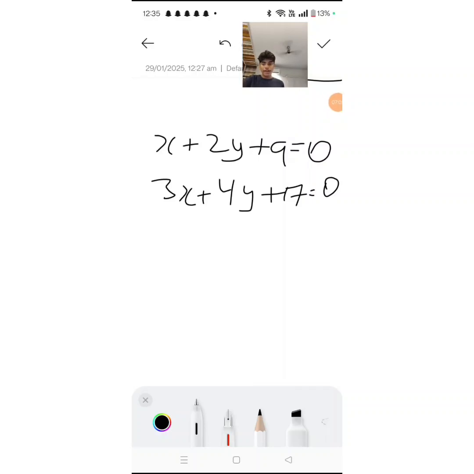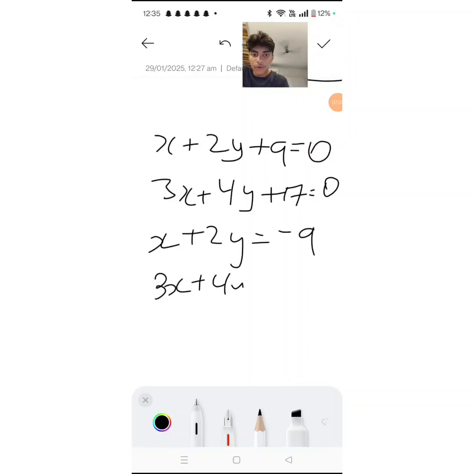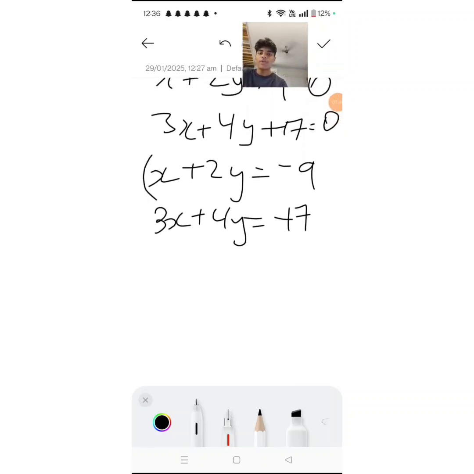Now it is your job to actually solve them. You can solve them in many ways. You can use either substitution or elimination. I prefer to use substitution, so let's do it that way. First things first, I'm going to take something to the other side. So x plus 2y is equal to negative 9, and 3x plus 4y is equal to minus 17. Now what am I going to do? I'm going to look for something in common, something that I can cancel out.